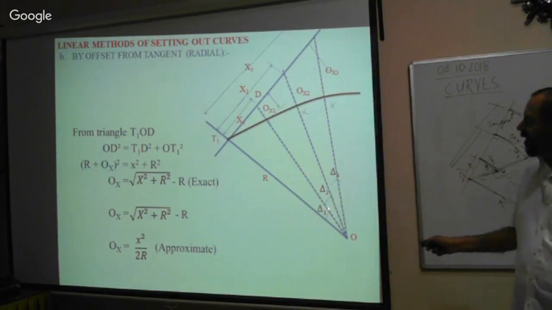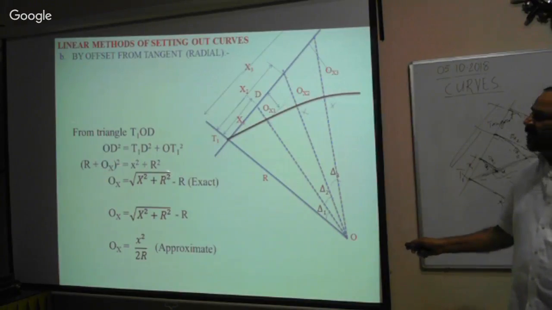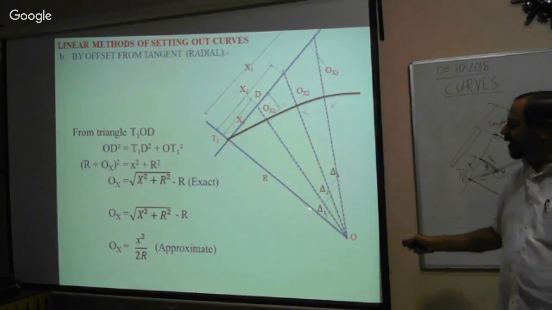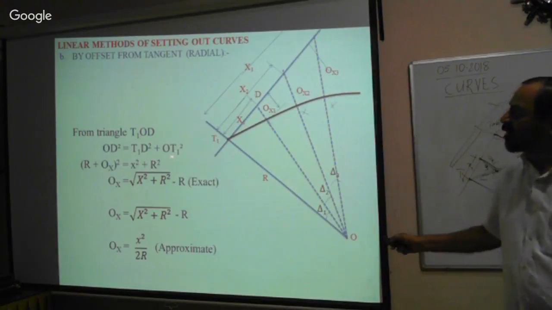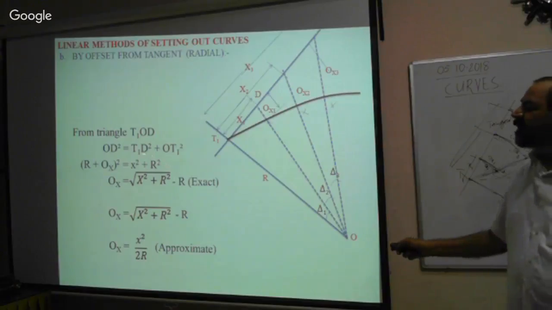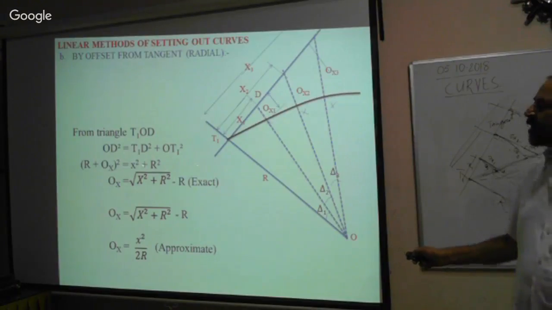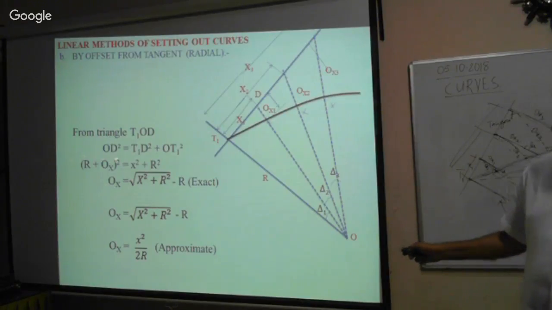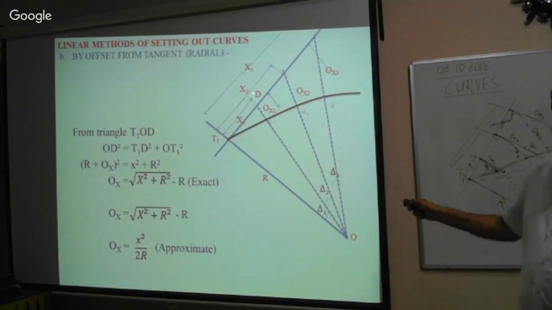That is OD from here to here. You can see this is (R plus OX) square, then T1D is equal to X square, and T1O is equal to R square. It is a simple equation. You just transfer this, and now we will get this equation, from which we can calculate the ordinate OX for a distance X.